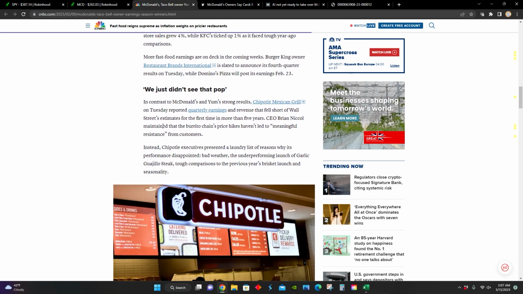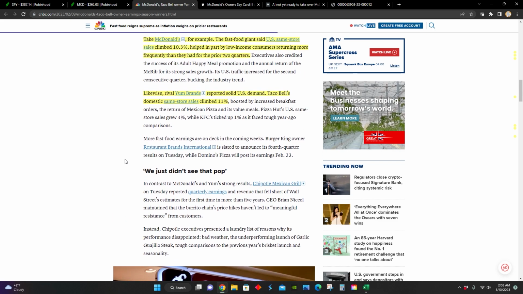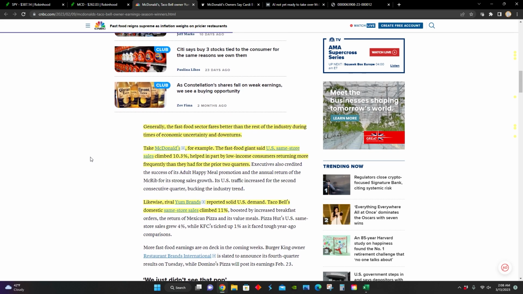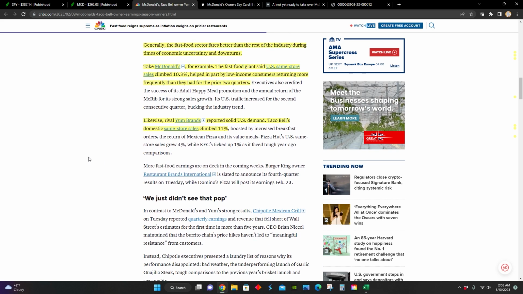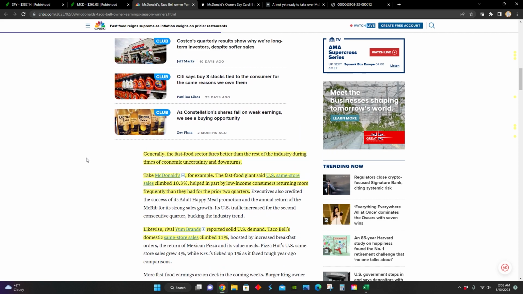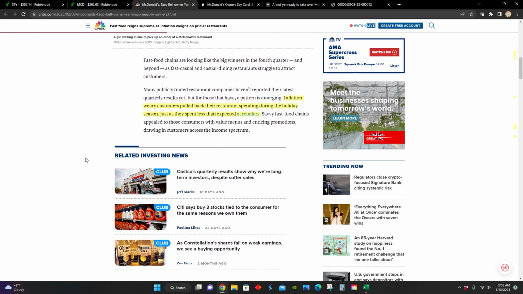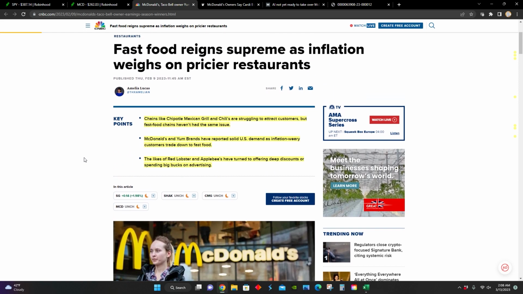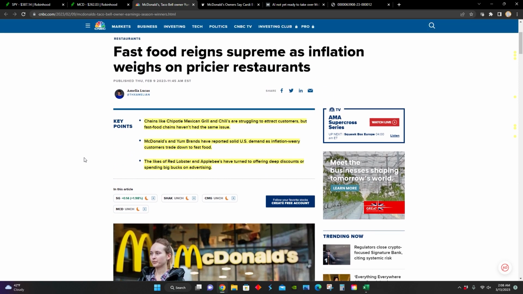Lastly, just to point out real quick here, they point out that Chipotle ended up not really producing revenue or earnings growth that met Wall Street's estimates, and they ended up blaming it on other stuff like the bad weather or underperforming launch of one of their menu items. So it's kind of difficult to tell what is really ailing Chipotle and Chili's and other companies like that. But obviously, these fast food chains like Yum Brands and McDonald's are doing quite well during the current economic uncertainty and the current recession and inflationary time periods.